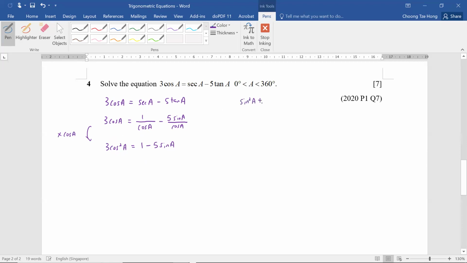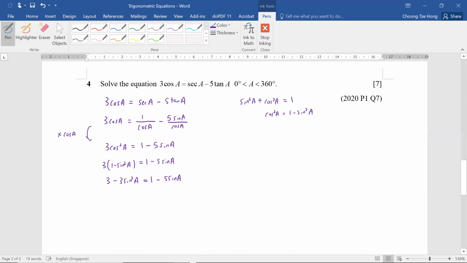So once you have a square, are we able to think about identities? Yeah, we can think of this already: sine squared A plus cosine squared A equals 1. So cosine squared A will be 1 minus sine squared A. And this will allow us to convert everything to be in terms of just sine A. So 3 times (1 minus sine squared A) equals 1 minus 5 sine A. Over here you will get 3 minus 3 sine squared A equals 1 minus 5 sine A.